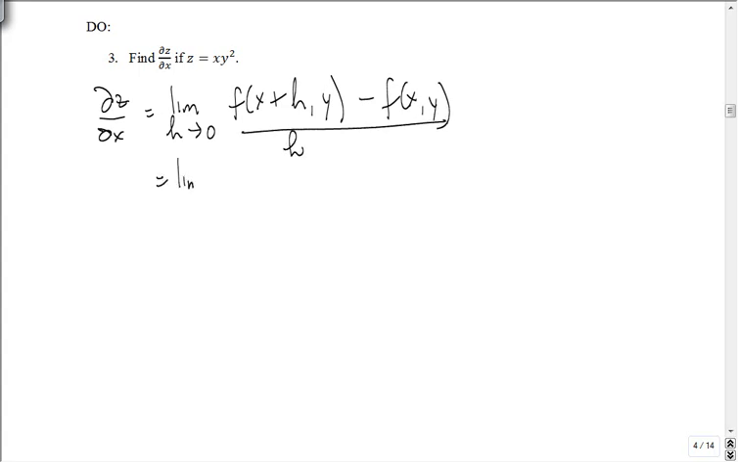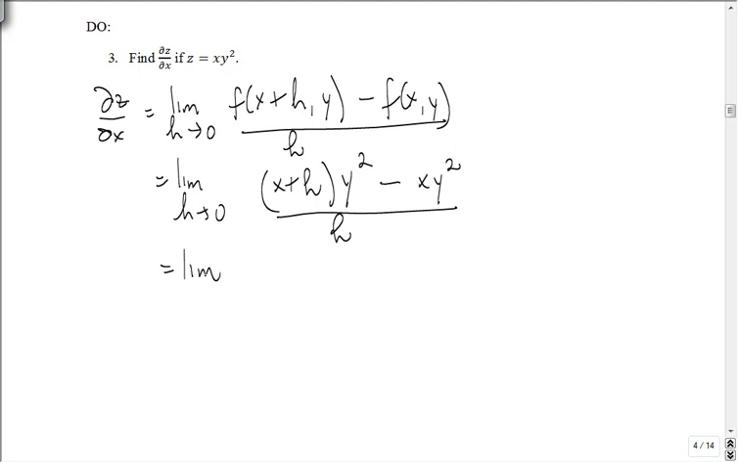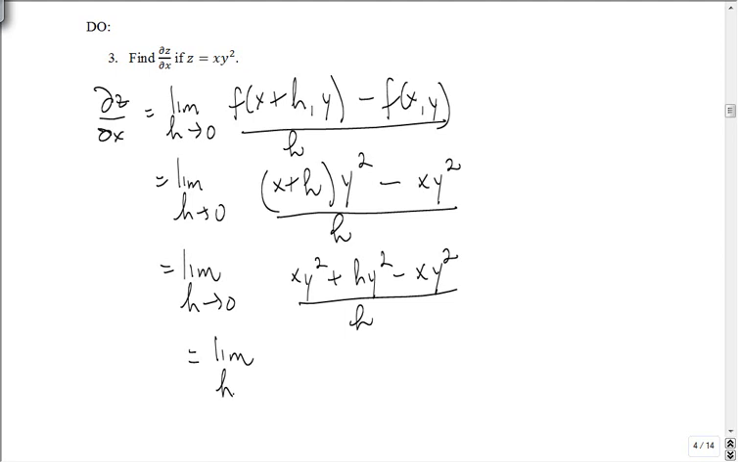Okay, so the first one becomes (x + h) times y squared minus the function, over h. Distribute: xy squared plus hy squared minus xy squared, over h. You are left with hy squared over h. The h's go, which gives you y squared. Well done. Any questions?